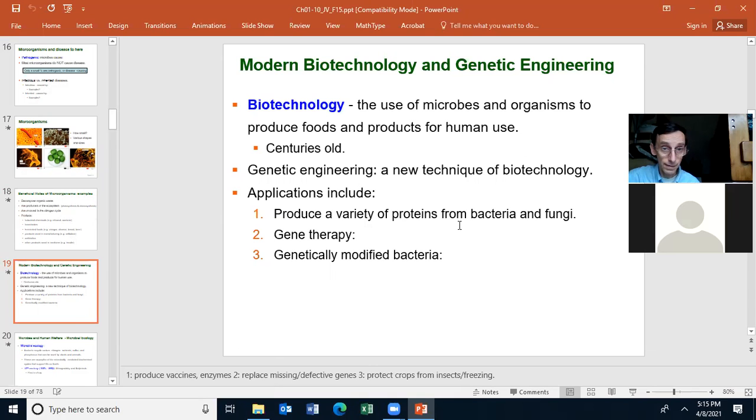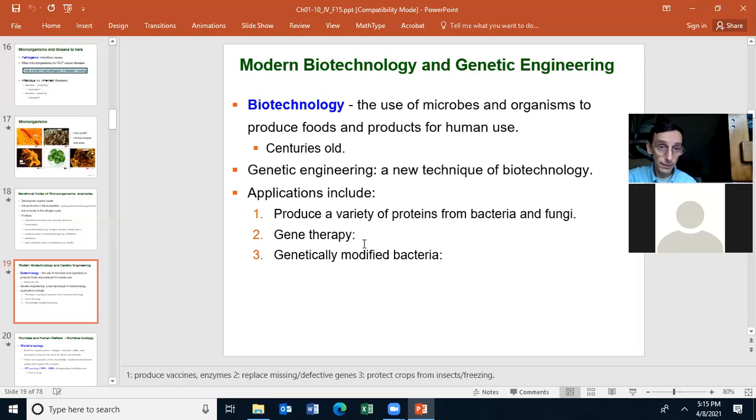Most of that is done by using microorganisms. Trying to think, is there any vaccine that's not done by using microorganisms? And I sure can't think of any. The making of a variety of proteins, such as enzymes that we make and use. And then various antibiotics are made by both bacteria and fungi.